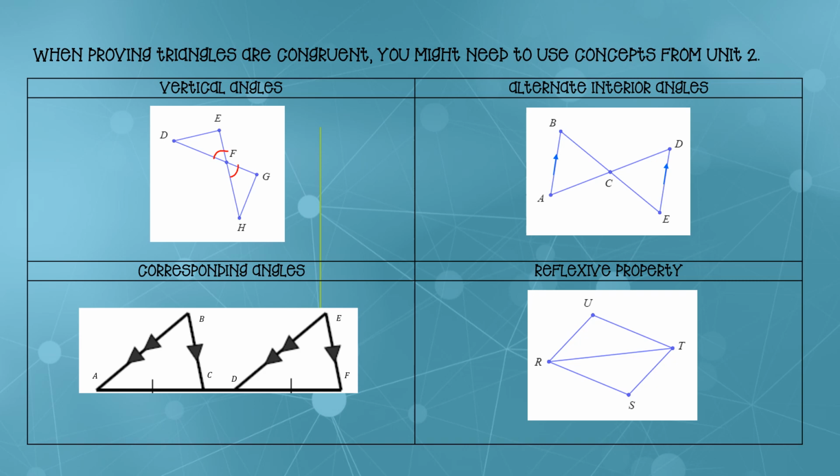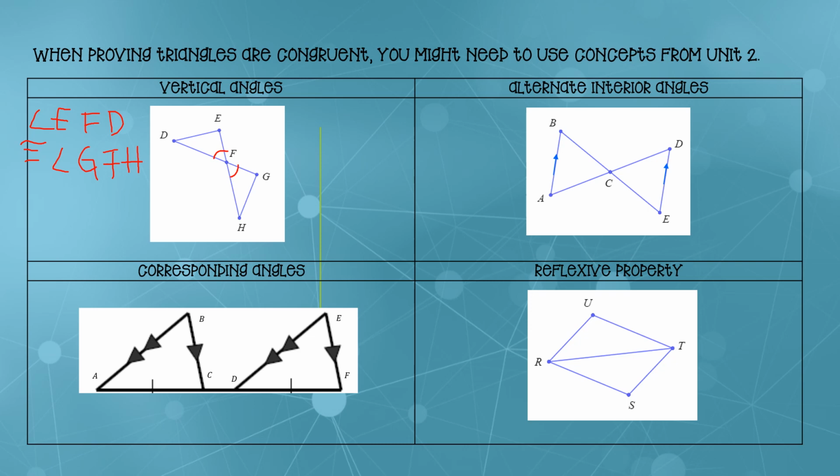So you would have to be more specific, like angle EFD. Make sure you put F in the middle because it's the vertex, is congruent to angle, and then pay attention to the order, GFH.